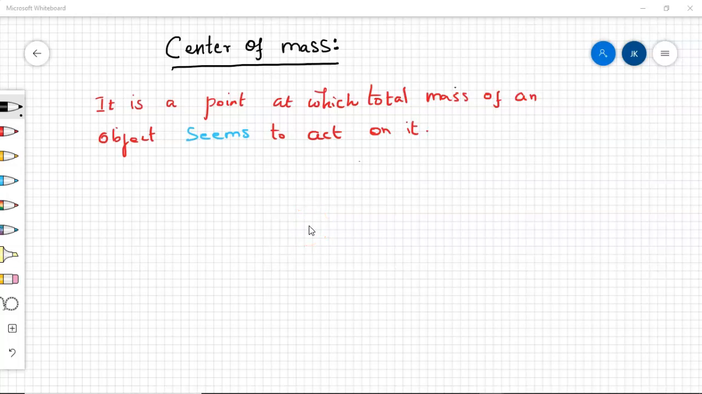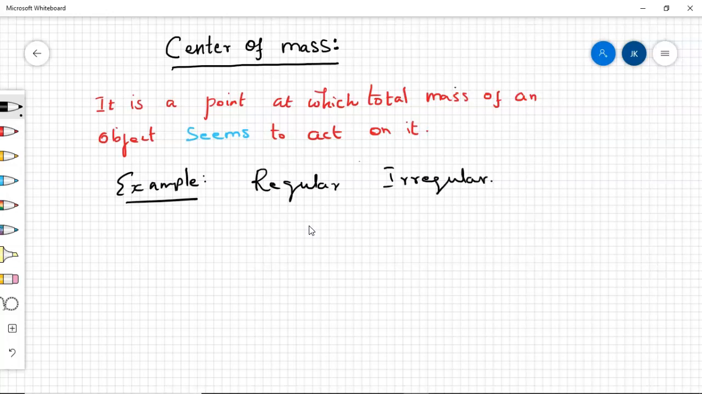Center of mass is a point at which the total mass of an object seems to act. It is the definition for the center of mass. Now let's see with examples how we find the center of mass for regular and irregular shaped objects.